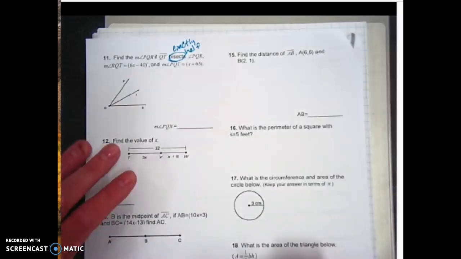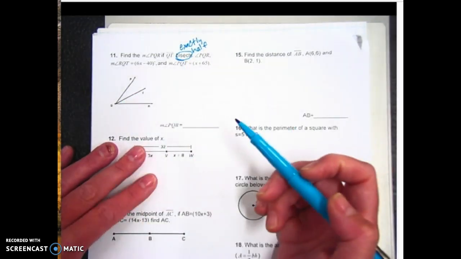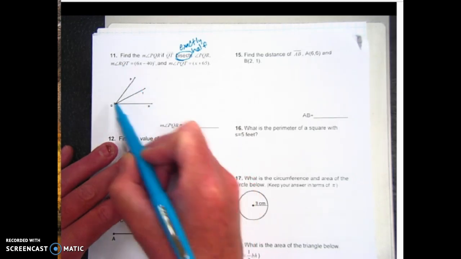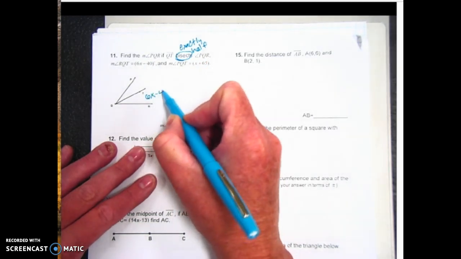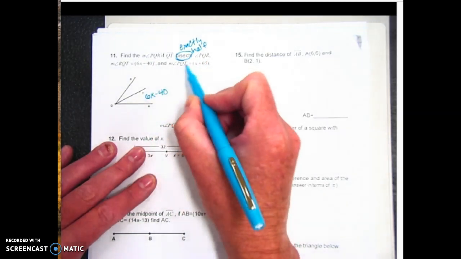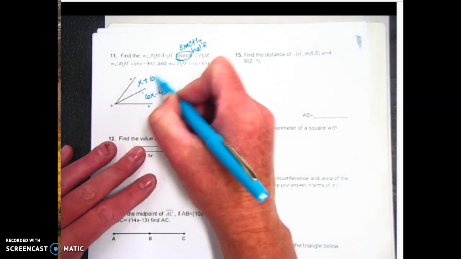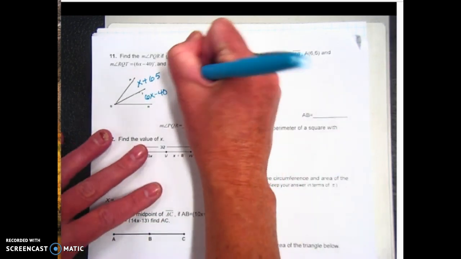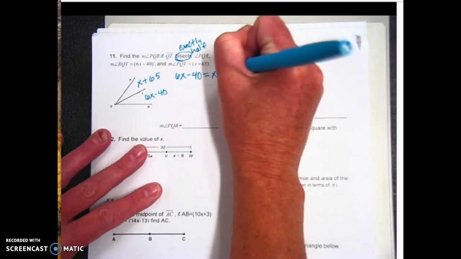Okay, so if it cuts it exactly in half, then if we know each of the measurements, we can set them equal to each other. So if the measure of angle RQT, so here's R, here's Q, here's T, is 6x minus 40, and PQT is x plus 65, we can take those two algebraic expressions and set them equal to each other. So we've got 6x minus 40 equals x plus 65.